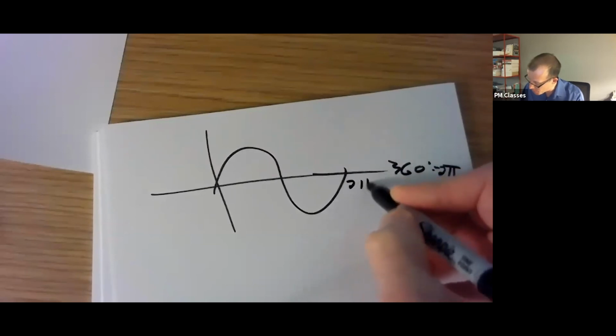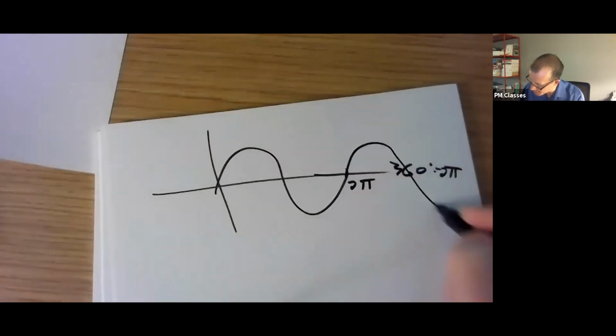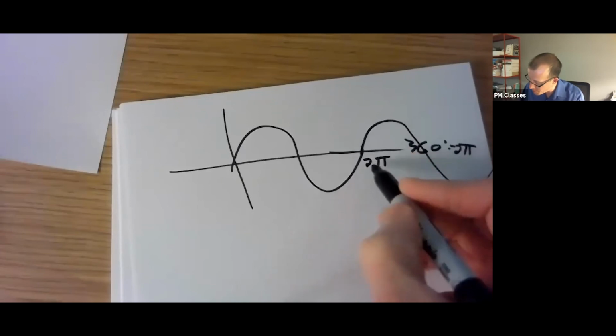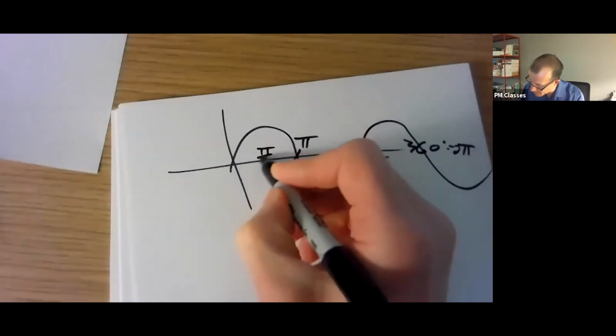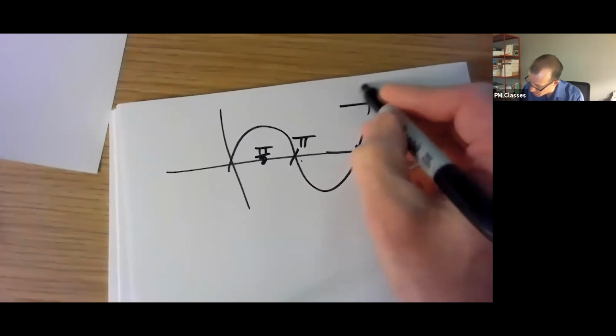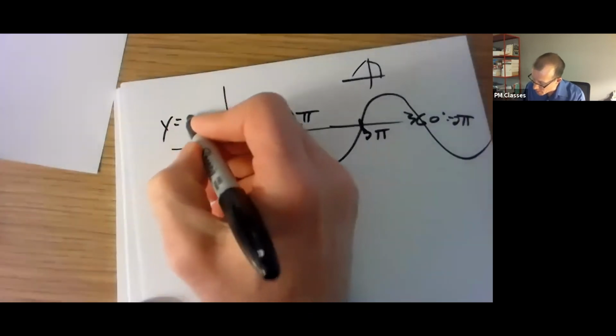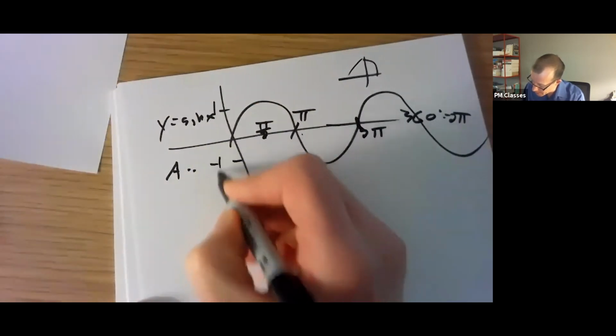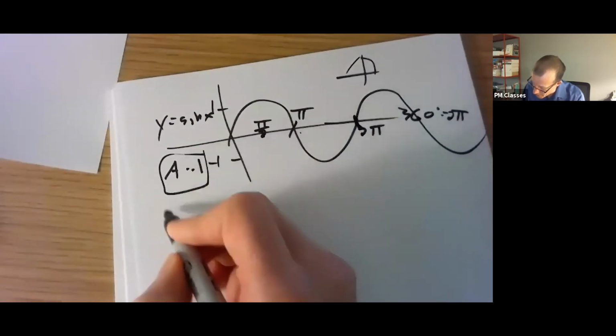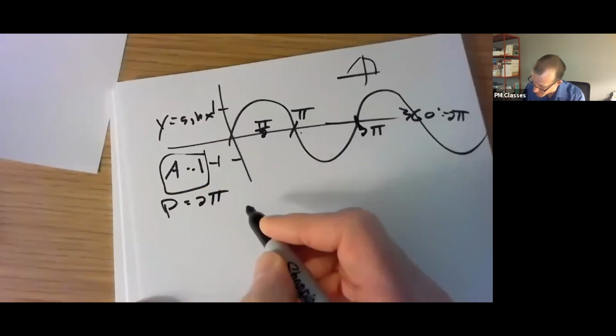So when you see these things on the test and in your math classes, they'll do this in terms of pi. So 2 pi to go there, pi to go there, half a pi is where our 90 degrees was. So that's y equals sine x, again, an amplitude up to 1, down to -1, so amplitude of 1, and our period was 2 pi.